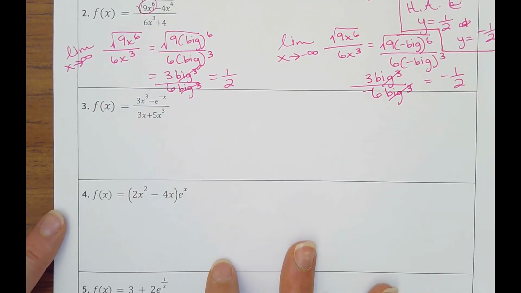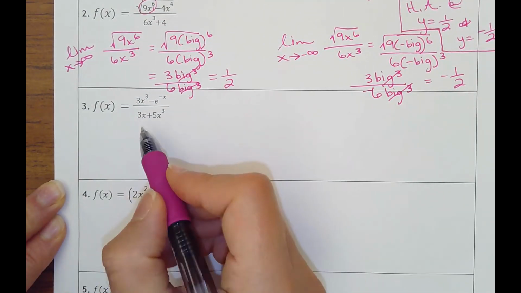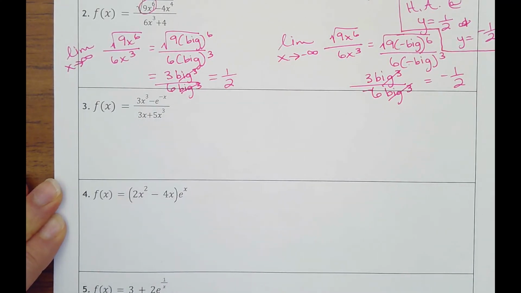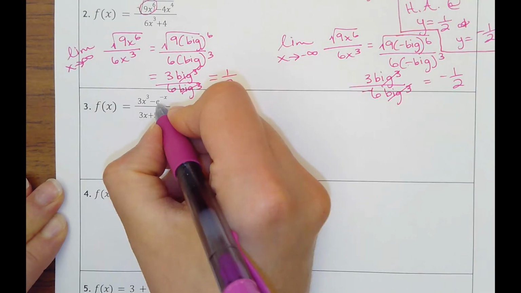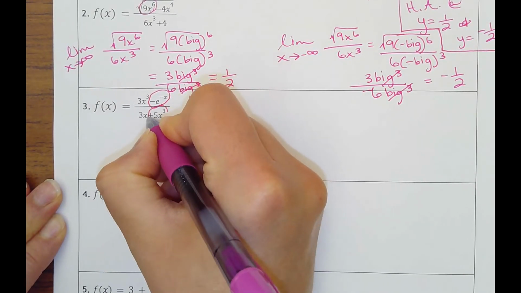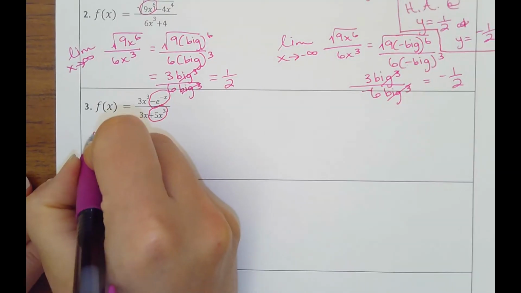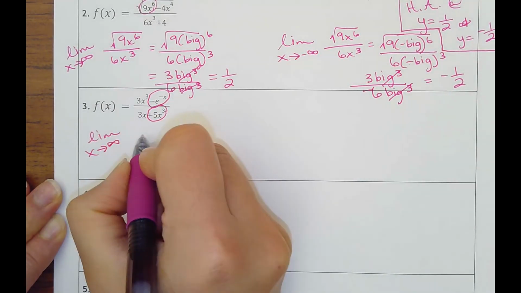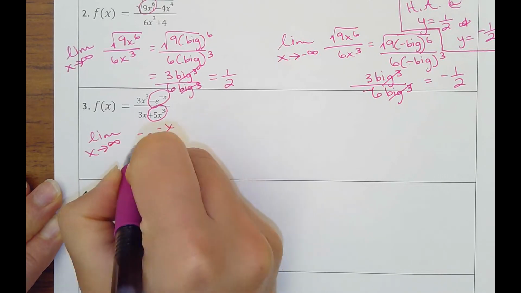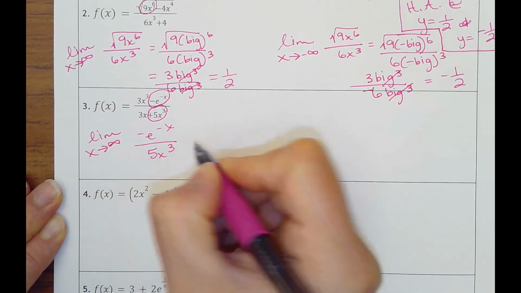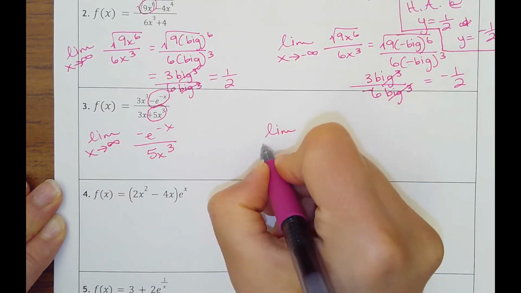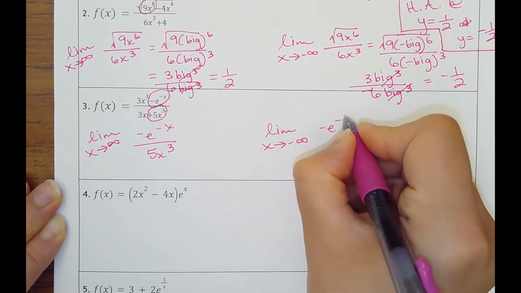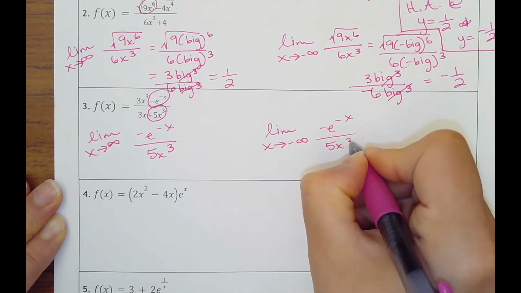All right, number 3, we have a rational function with e. Remember, e trumps any kind of powers. So we've got this and we've got this in the denominator. Let's find the limit as x goes to infinity of negative e to the negative x power over 5x cubed, and the limit as x goes to negative infinity of negative e to the negative x power over 5x cubed.